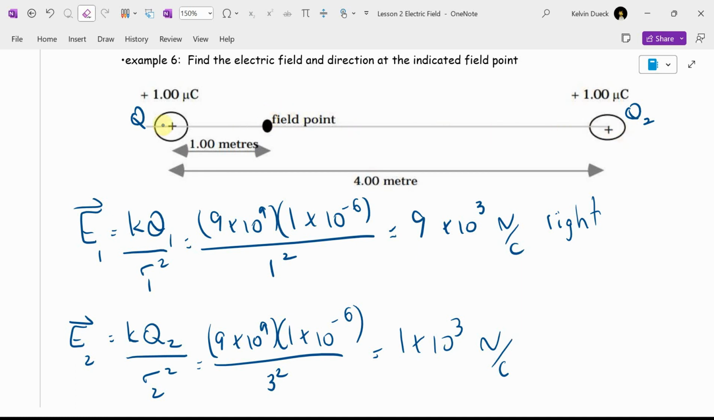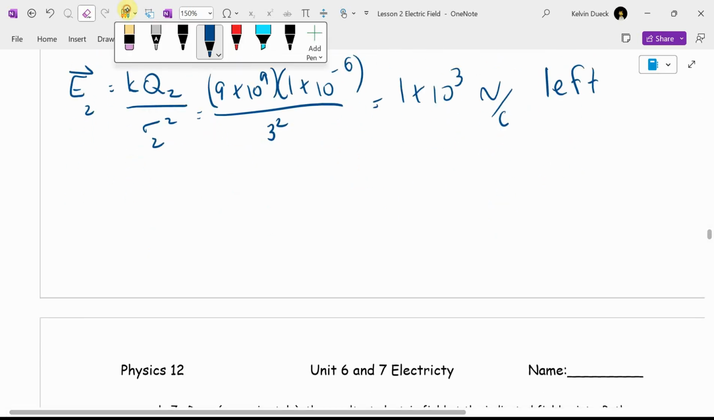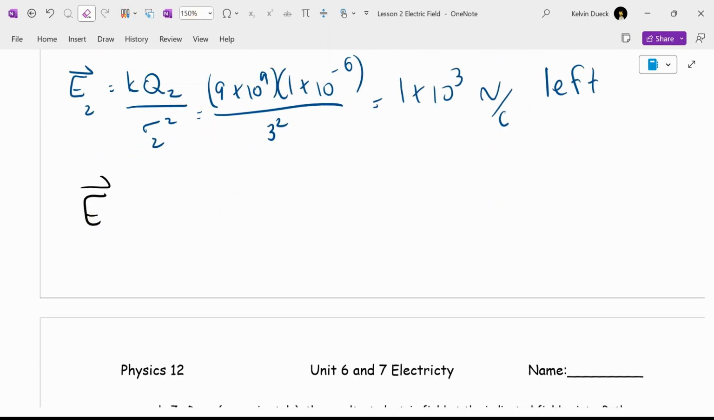Attracted right or repelled left? How would I add 9,000 right and 1,000 left? Be stupid obvious. Winner minus loser, which is what I snuck in Physics 11 with that shtick. You want the net electric field. It's going to be 9,000, take away 1,000. I bet you can even do that one in your head. Newtons per coulomb, or 8.00 times 10 to the third. And what was the winning direction? Right.